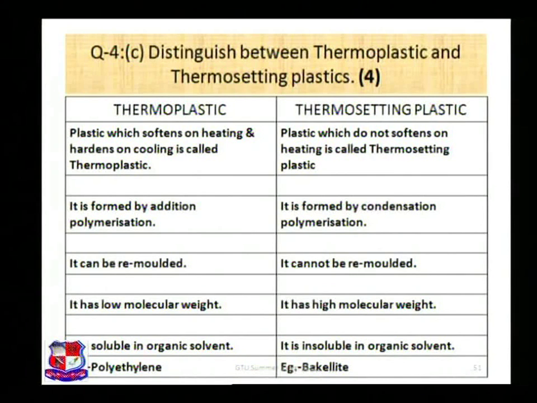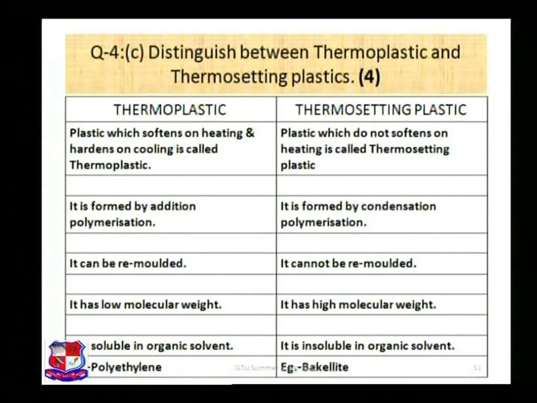So the first point, that is thermoplastic. Plastic which softens on heating and hardens on cooling is called thermoplastic, and the thermosetting plastic is plastic which does not soften on heating is called thermosetting plastic. So what happens, thermoplastic is actually getting softened on heating but it hardens on cooling, but thermosetting plastic does not soften on heating, and that is why it is called thermosetting plastic.